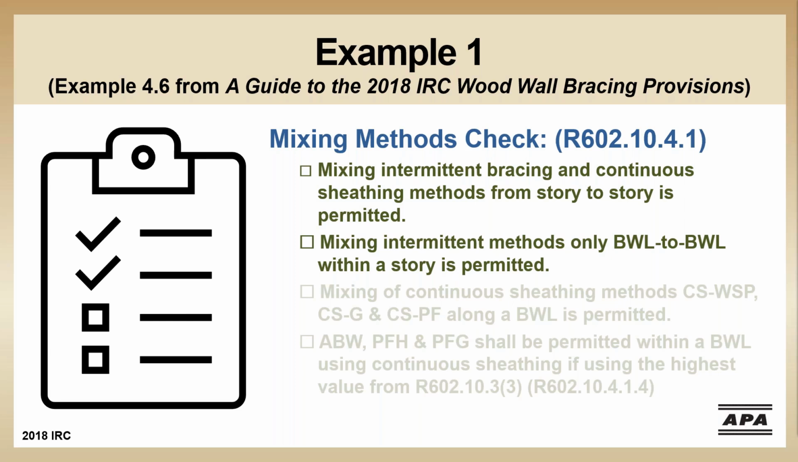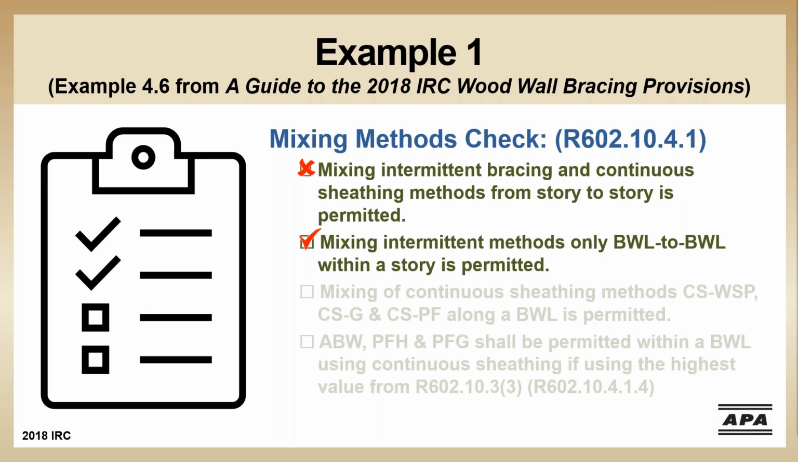So we're not mixing any intermittent and continuous methods. We can check off this first item, but we are mixing intermittent methods line to line. And that's going to be okay. So that's going to take us through our first example. Again, this is example 4.6 from a guide to the 2018 IRC wood wall bracing provisions.